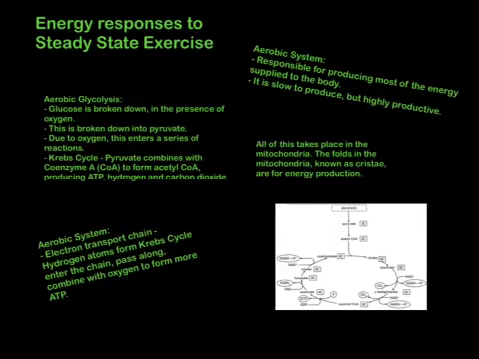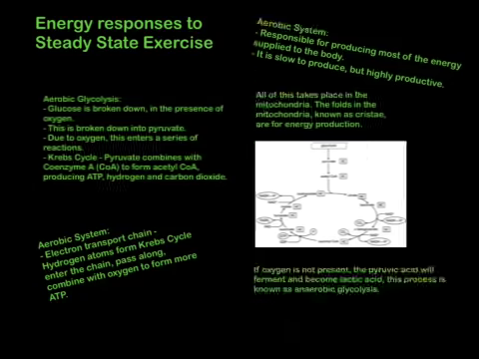They enter a chain known as the electron transport chain. They pass along and they combine with oxygen to form more ATP. All of these processes take place in the mitochondria. The folds in the mitochondria, known as cristae, are for energy production.